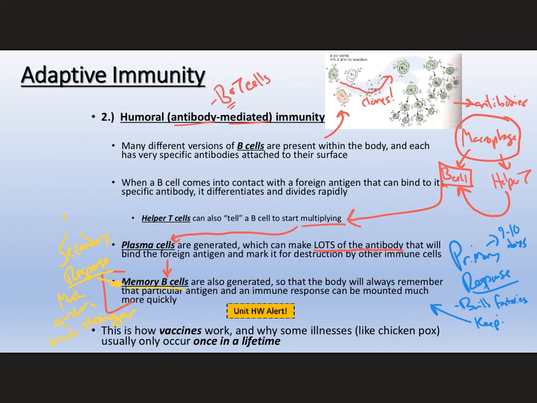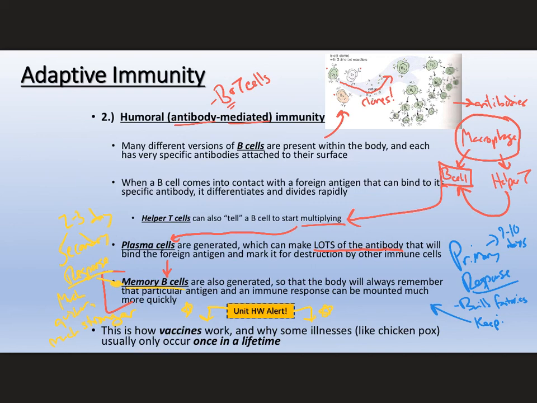So this might be something more like a 2 to 3 day response. And so maybe you start to feel a little weak or tired, so you just go to bed early, and then you're right back at it, right? And it's because those memory B cells and memory T cells were already there, and they can mount an immune response way more quickly. Now, I put another little unit homework alert. This is going to be part of your review questions as well. And this is kind of a look at vaccines for just a moment.